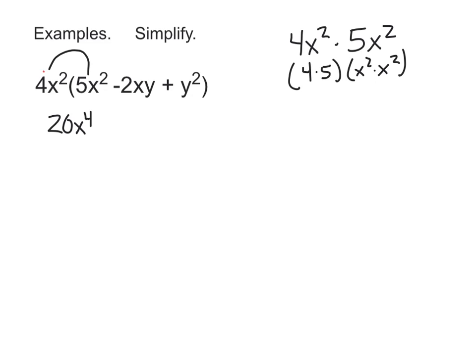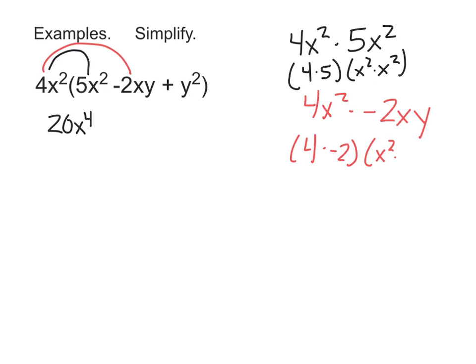Then distribute here. So I'm going to do 4x squared times -2xy. Then I can do 4 times -2, and then x squared times x to the first, and then the y back. So 4 times -2, I have -8, and then x to the second times x to the first, I just add the exponents and I get x to the third. And then finally right here, this y goes back.